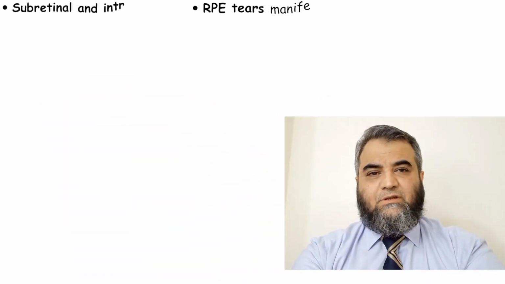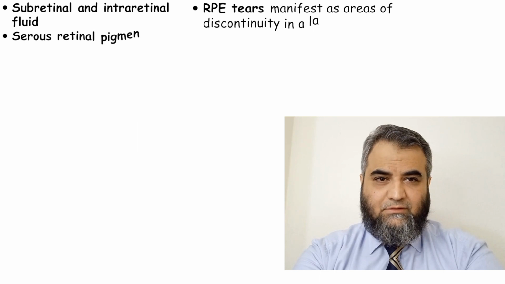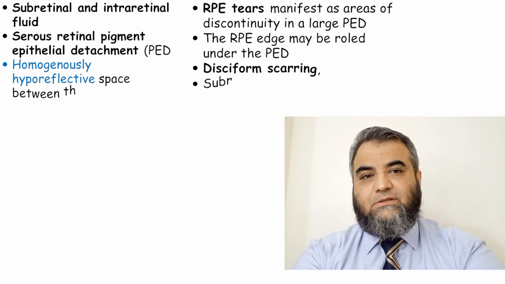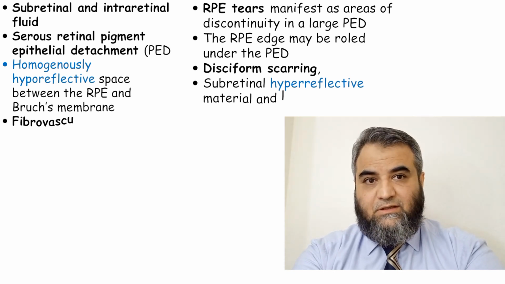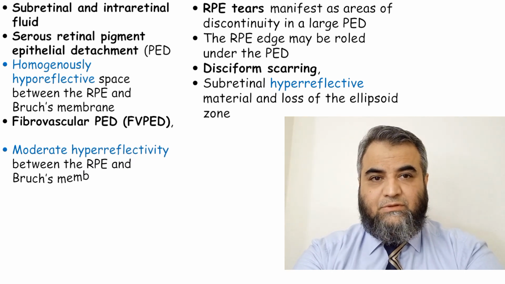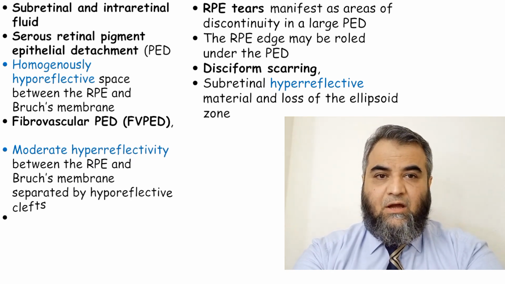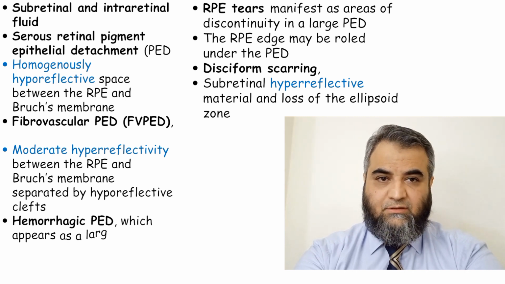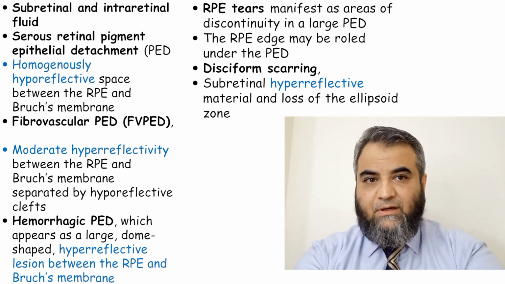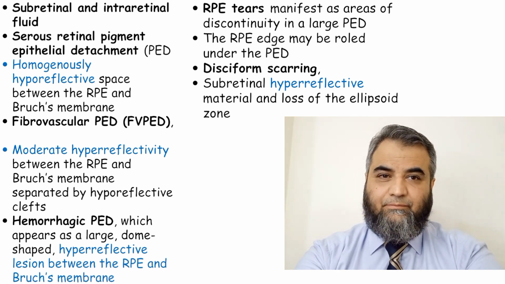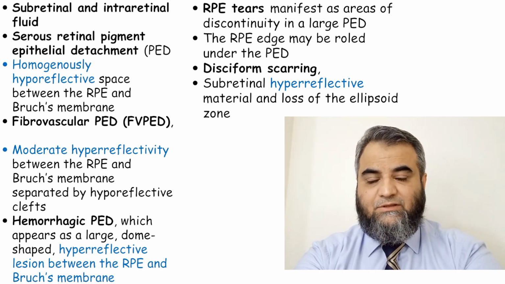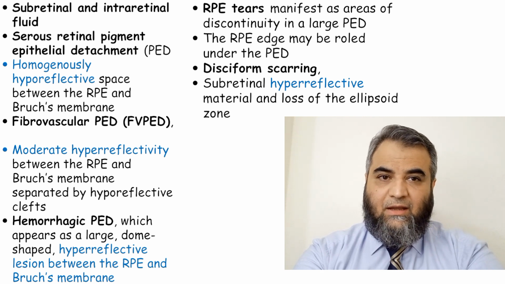Talk about the OCT, we can find different types of patterns. As I mentioned, in this particular case, in the right eye, you can see that there is subretinal and intraretinal fluid. This comes to us as hyporeflective in the OCT. But if there is a fibrovascular pigment epithelial detachment, then OCT will show us moderate hyperreflectivity between RPE and Bruch's membrane.